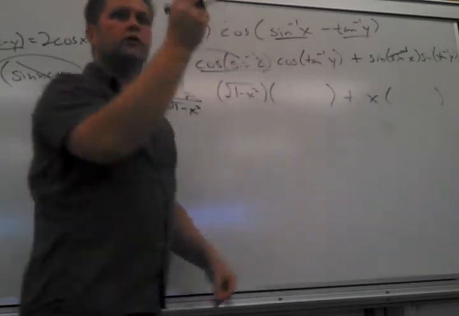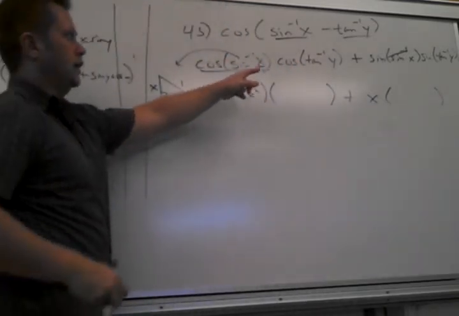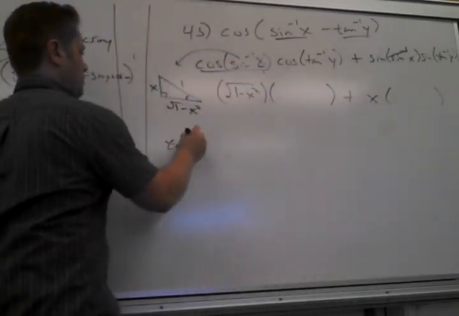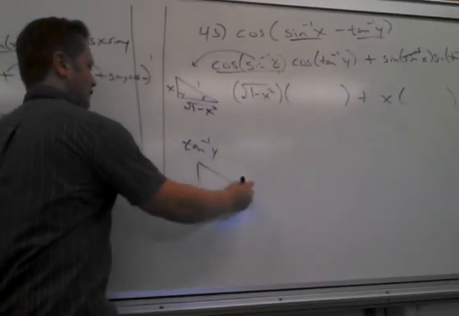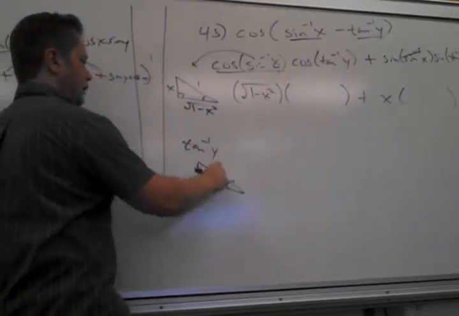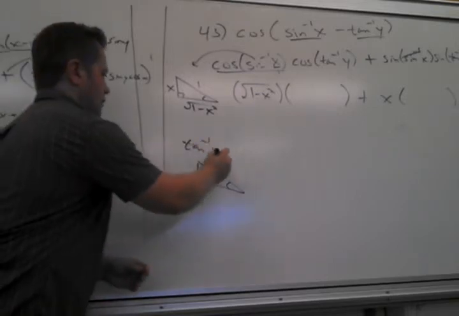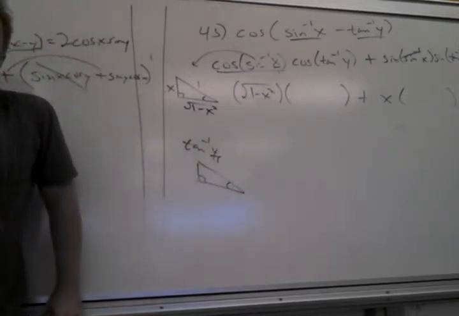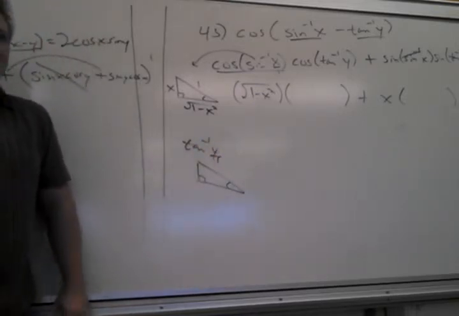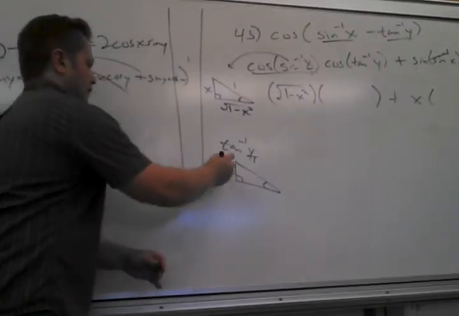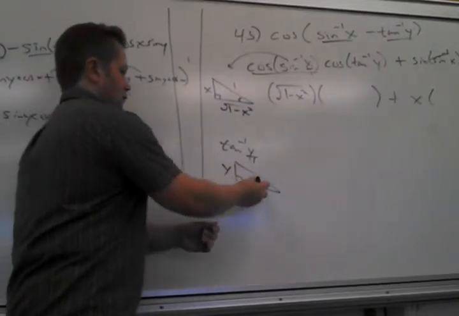So now I got to figure out the other triangle. What's the other triangle that I can set up? A triangle. So the inverse tangent of y. That means this angle has to have a tangent of y over 1. So this one's kind of nicer. Which side's y? Opposite. Yeah, the y side. And 1 is the x side.